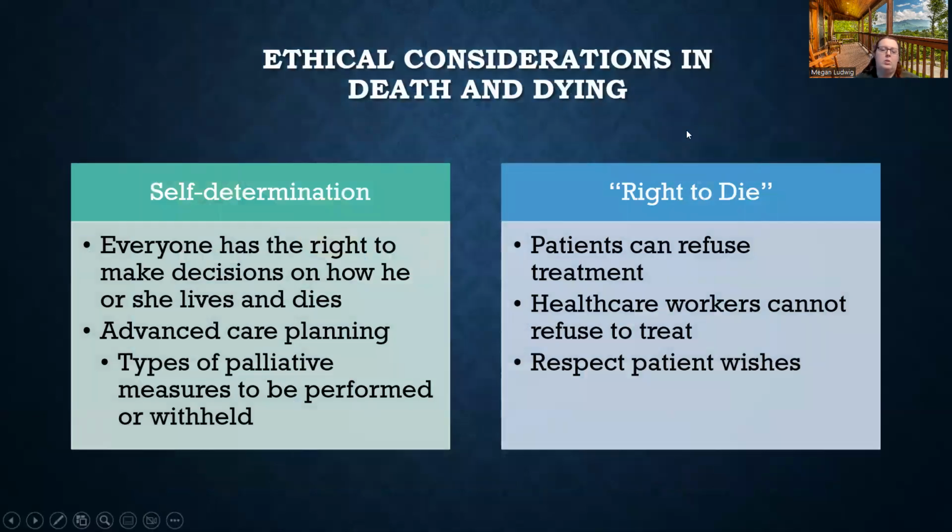So some ethical considerations in death and dying. As the surg tech, like I said before, we have to respect the patient's wishes. And this includes their right for self-determination. Patients have the right to make decisions on how they live and die. So we can choose what we want to do to sustain life and what we want to do to end that. So that includes the Advanced Care Health Directive, that care planning. That also includes the types of palliative measures to be performed or even withheld.